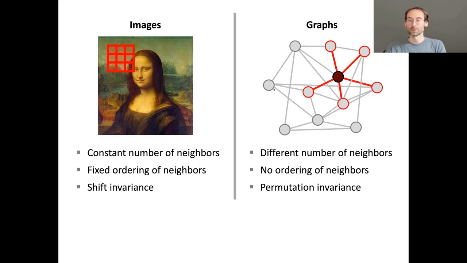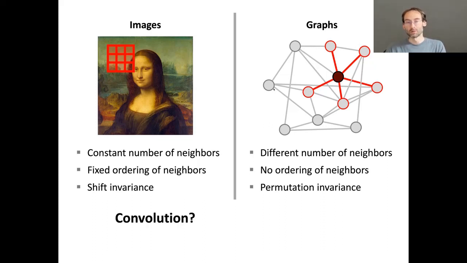On graphs, we have a very different situation. Not only is the number of neighbors different, and social networks are maybe a good example. There are very popular users that have millions of followers, and normal mortal commoners like myself, which have maybe a few thousands. But also, we don't have a canonical way of ordering the neighbors. And as a result, the kind of invariance that we will be getting in these problems will be very different.